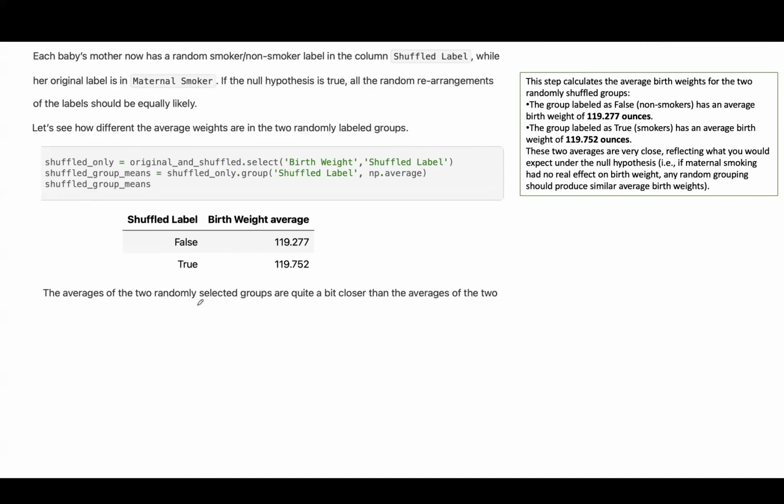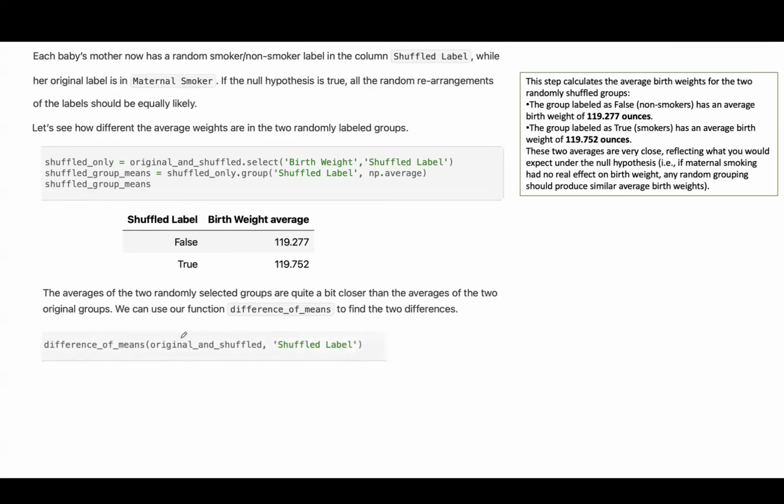The averages of the two randomly selected groups are quite a bit closer than the averages of the two original groups. We can use our function difference_means to find the two differences. Let's take a look at the result of the function. We pass in two arguments, original and shuffled, along with shuffled label. The result is going to be 0.47.